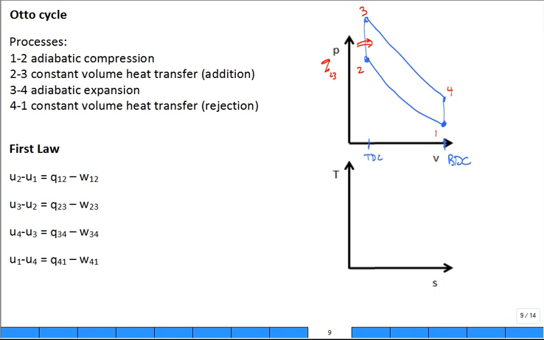And I'm going to draw it like this. Q 4 to 1 is not really in. We're going to find that that's negative because it's rejecting heat. It rejects heat there, 4 to 1. All right.